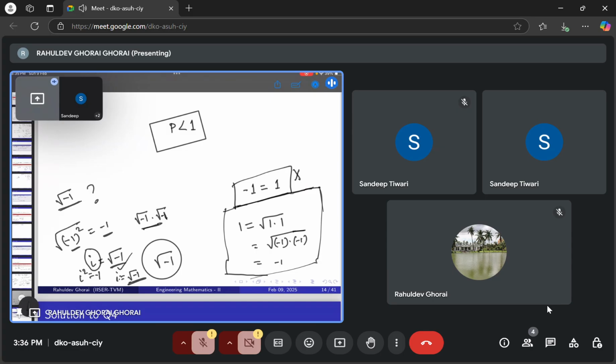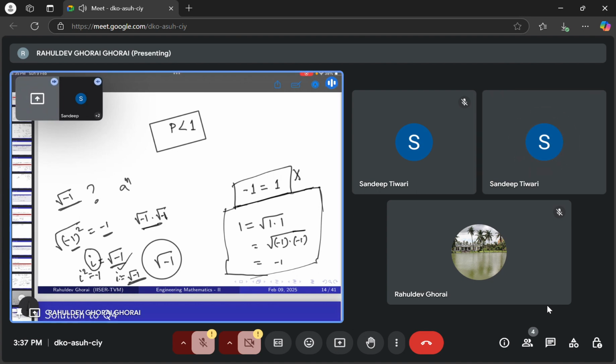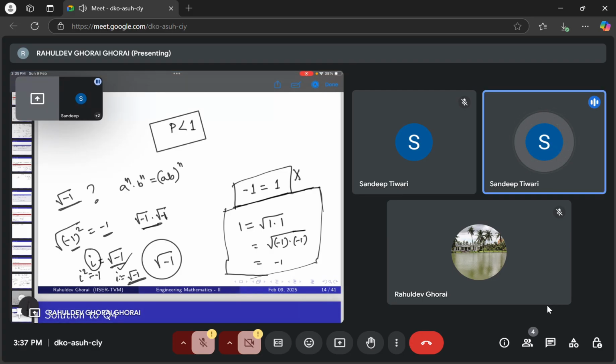Sir, if (ab) to the power m is equal to a to the power m into b to the power m, then in this case a to the power n times b to the power n is equal to (ab) to the power n. Yes, that is true for any real numbers, right? So here, minus 1 times minus 1 to the whole power 1 by 2, so minus 1 to the power 1 by 2 times minus 1 to the power 1 by 2.